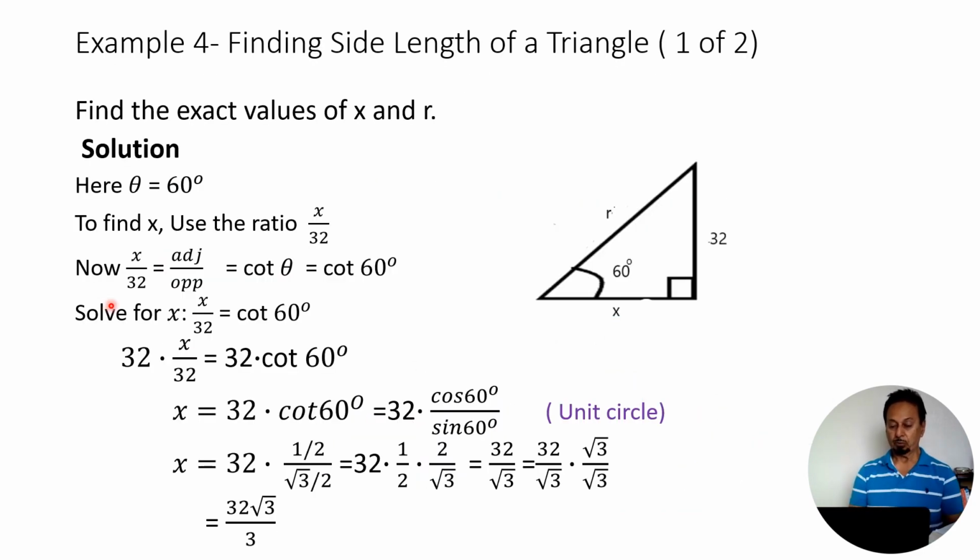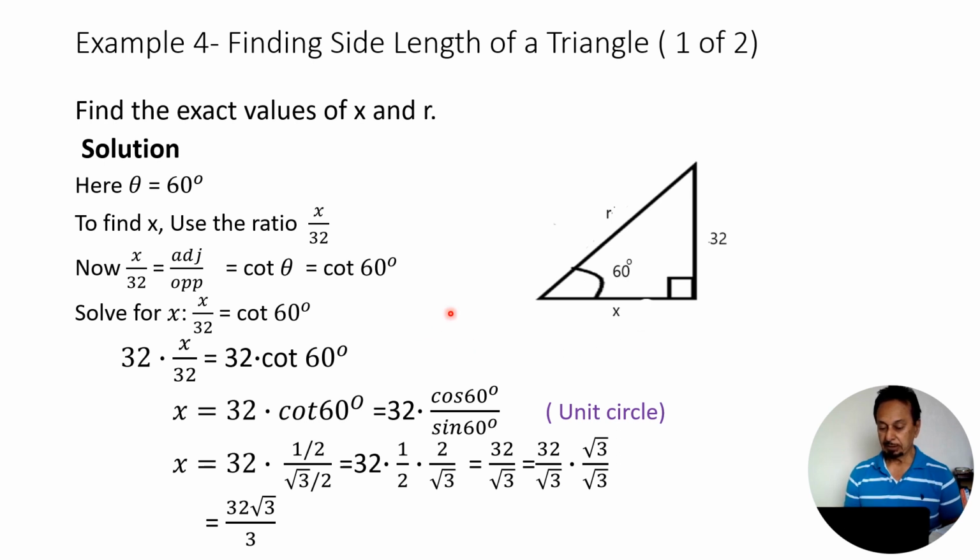Here's example 4. We're given a triangle. The angle is given and this side is given. We have to find x and r. So we can relate this known side with the unknown side. If I want to find x, we can relate these two. So I can say x over 32.